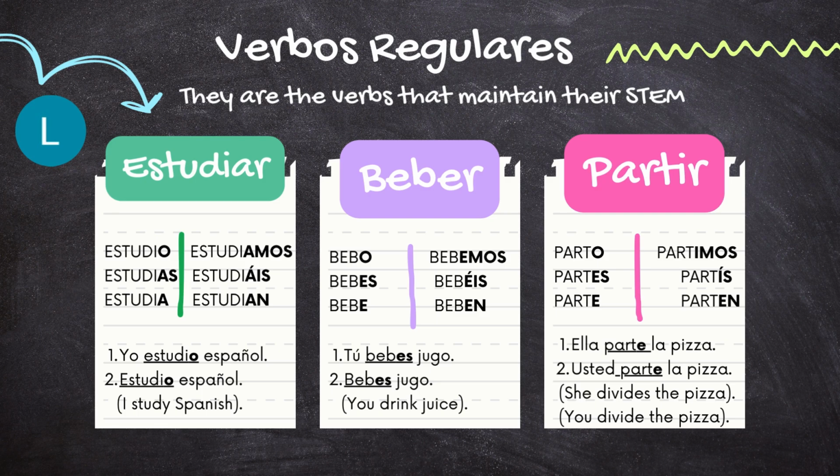Notice how the word bebe, he, she, or you formal drink, does not have an accent mark. Don't confuse that with the word bebé, which has an accent mark. It looks exactly the same except that it has an accent mark, and that means baby. That's a different thing. I just wanted to point that out to you.